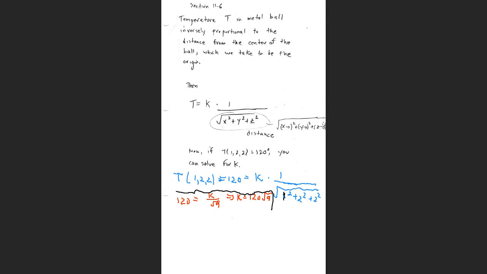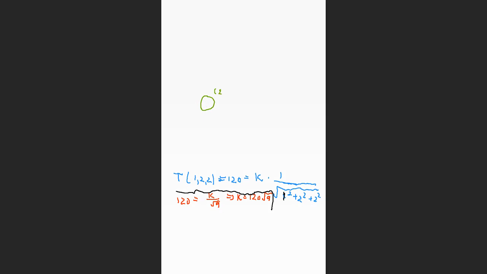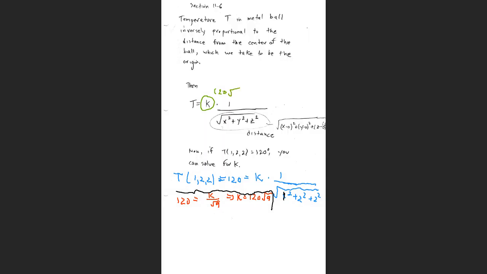What you would do is then for this K here, you'd put in the 120 times the square root of 9, and now you have a completely determined function, and you can find the gradient and find directional derivatives and all that. Yes, you have a question?